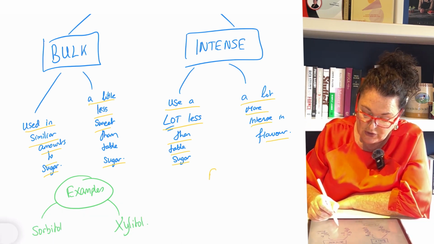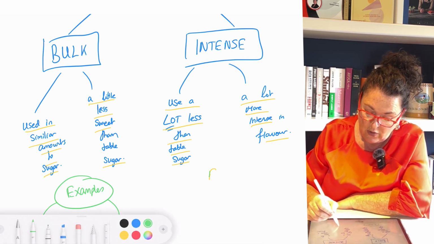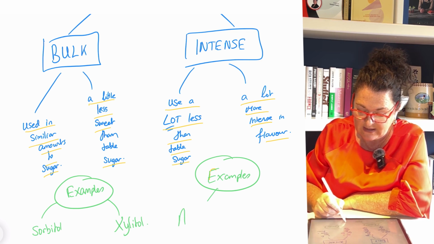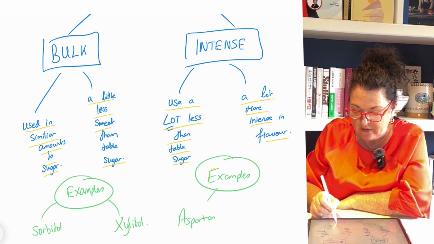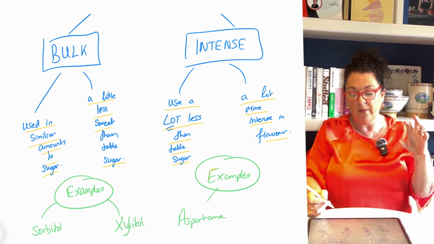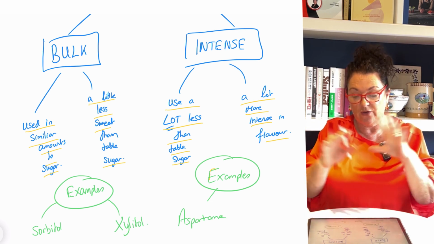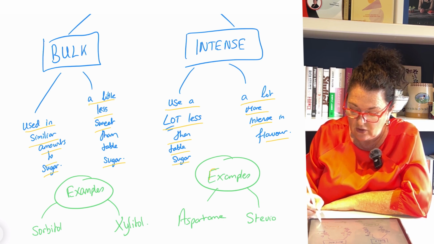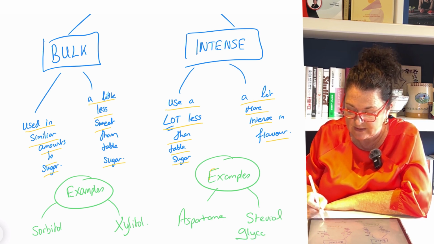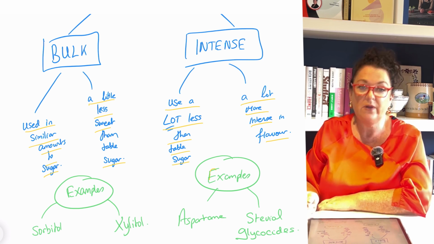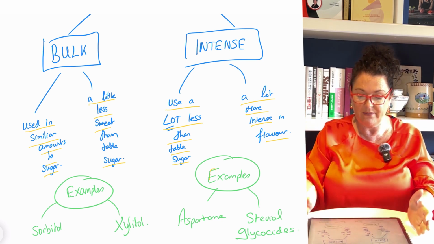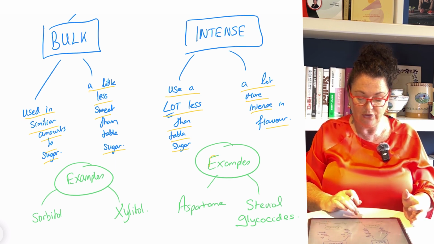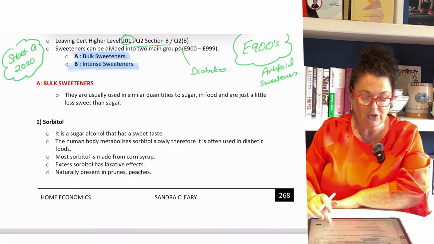Now, in terms of our two examples of our intense sweeteners, we're going to take, first of all, aspartame, which happens to be the most popular, the most commonly used sweetener across the planet at the moment. And then we have what are called steviol glycosides, which are available in stores like Holland and Barrett. You can buy a tub of it, as I mentioned to you before, in a powdered form. So back to our chapter there.